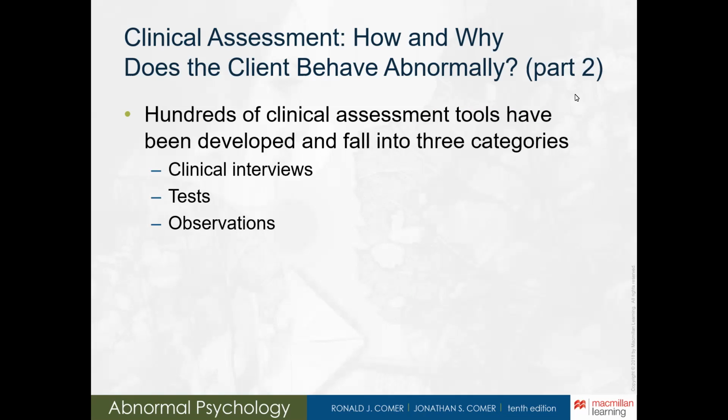There are hundreds of clinical assessment tools that have been developed, and they typically fall into one of three categories. There's clinical interviews, tests, and observations. And the specific tool that's used in an assessment will depend on the clinician's theoretical orientation.